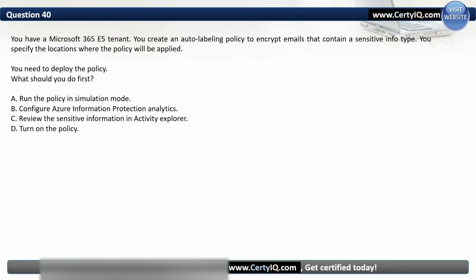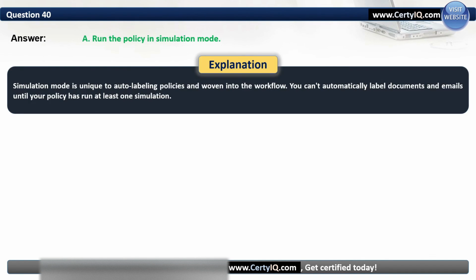Question 40. You have a Microsoft 365 E5 tenant. You create an auto labeling policy to encrypt emails that contain a sensitive info type. You specify the locations where the policy will be applied. You need to deploy the policy. What should you do first? The correct option is A. Run the policy in simulation mode. Simulation mode is unique to auto-labeling policies and woven into the workflow. You cannot automatically label documents and emails until your policy has run at least one simulation.